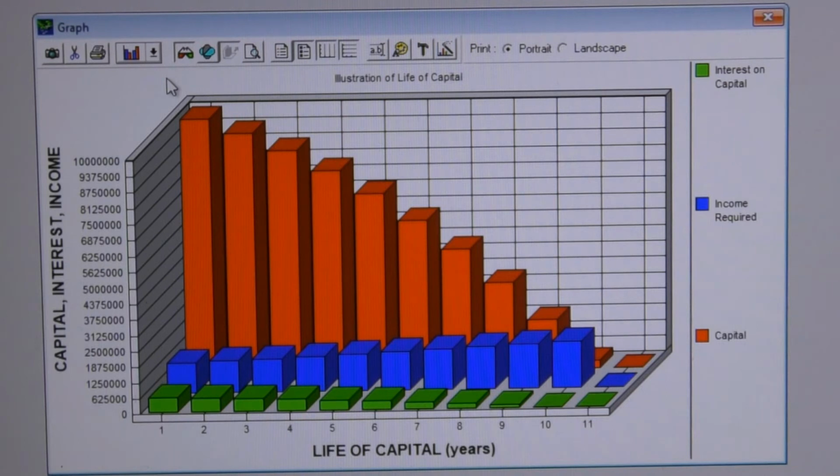These graphs have their own toolbar where you can change the style of the graph, you can rotate the graphs, or even cut and paste the graph as a picture into other Windows software such as Word or Outlook, etc.